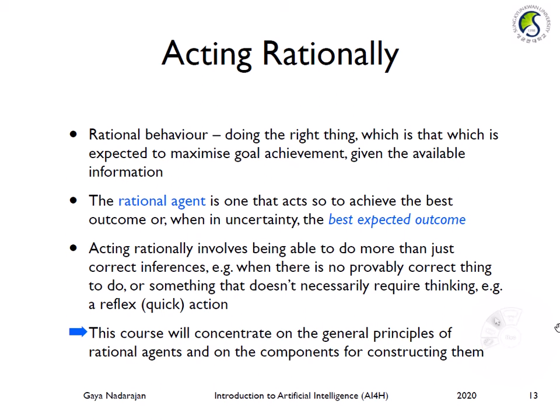So in the field of acting rationally, rational behavior is what we say is doing the right thing, which is expected to maximize the goal achievement given the available information. So for example, all of you are students right now, yeah? Let's just say, for example, you're all data science students. You might say that one day you will graduate and you want to be a respectable data scientist, right? That might be your goal. So as an agent, as a rational agent, what should you be doing right now so that you can maximize your chances of being a respectable data scientist?